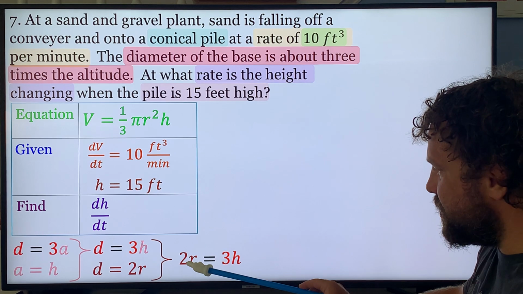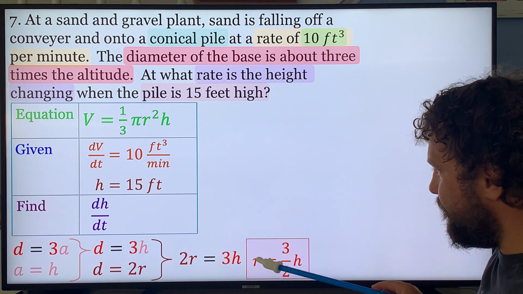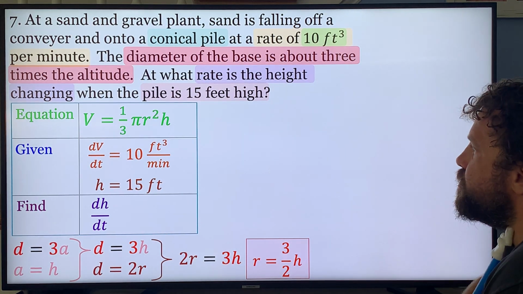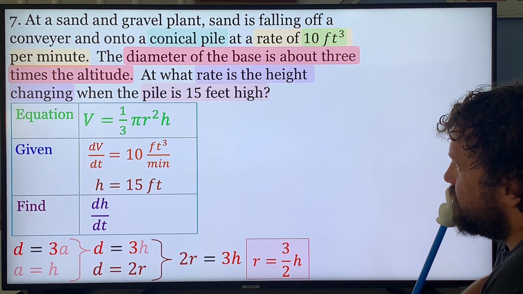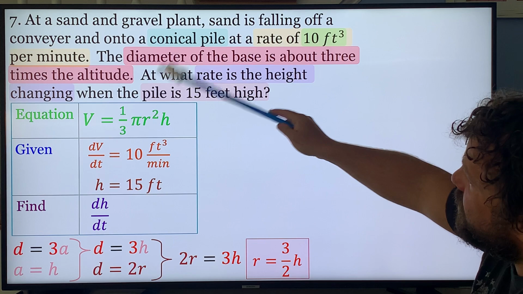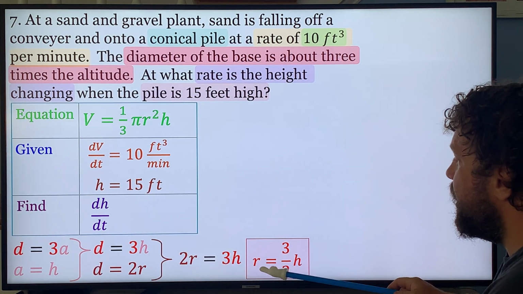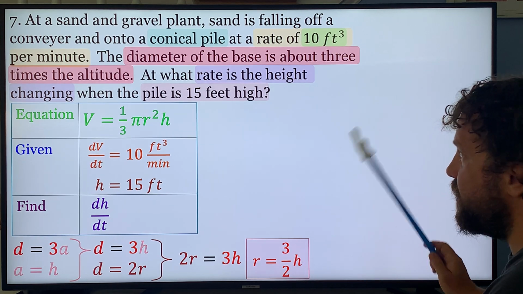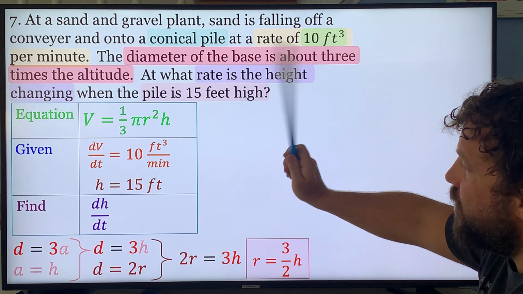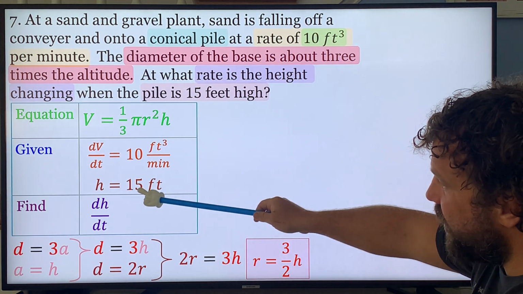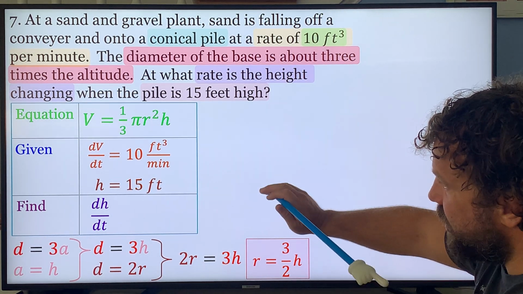Radius equals 3h divided by 2. So how does that help us? Well, we're not given anything about the radius or diameter, right? But what we are given is, I could take this 3/2 h and plug it in for r. Now the reason you want to switch out the r, not the h, is you have the h for later on. So you're going to plug the h back in.